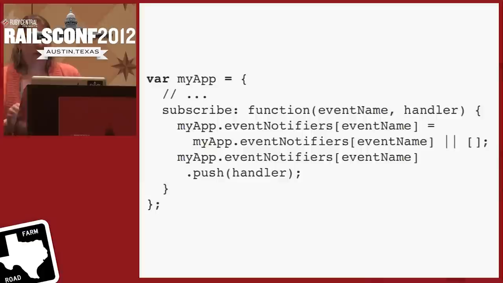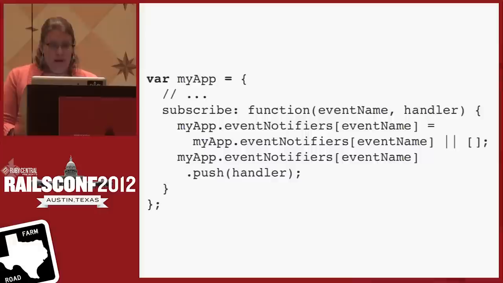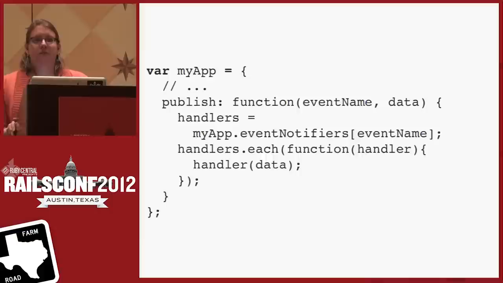You end up with a global publish subscribe in your application level object. So here's what the subscribe looks like. It's pretty straightforward. Basically, when you subscribe to an event, the app object adds the function that you want called to the list of functions that will be called when that event is caught. And the publish is basically what you might expect. You publish an event name and give it some data, and it goes through and calls all of the functions that have registered to be called when that event is caught and passes in the data.